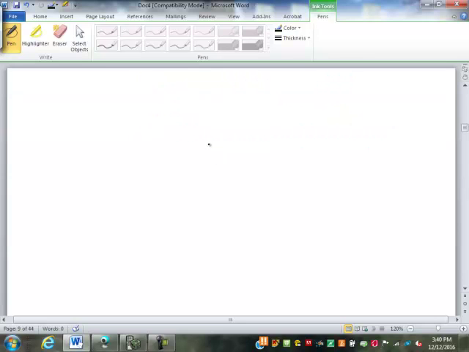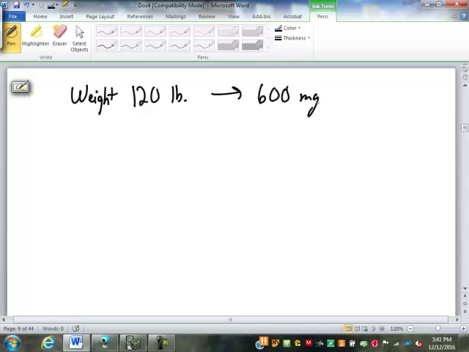Let's say that you're looking at a medication and you need to take a painkiller and you're not sure how much to take. And you know that it's based off of weight. You have a friend who is at a weight of 120 pounds, was told to take 600 milligrams. Let's say you are a weight of 180 pounds. How many milligrams should you take?